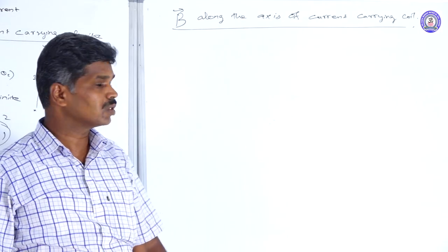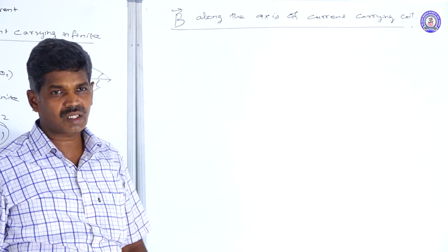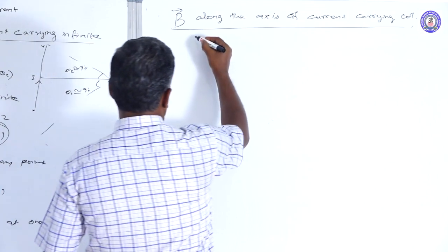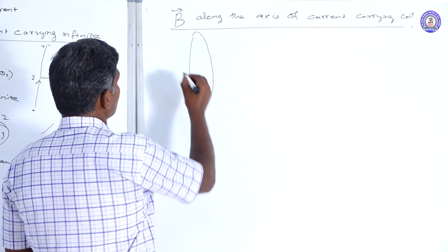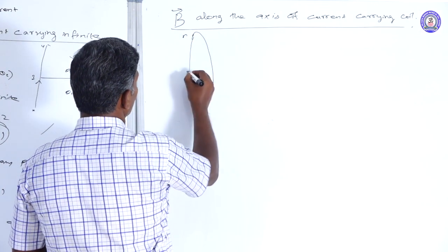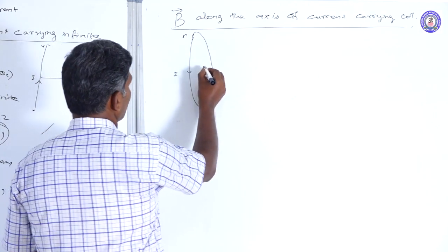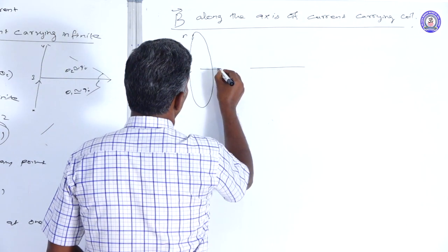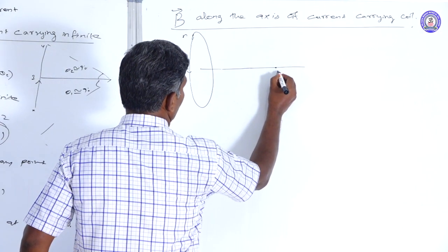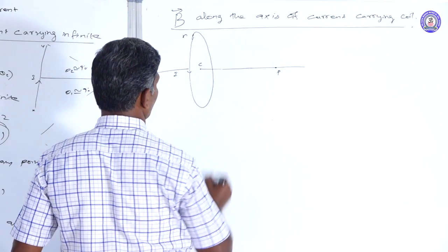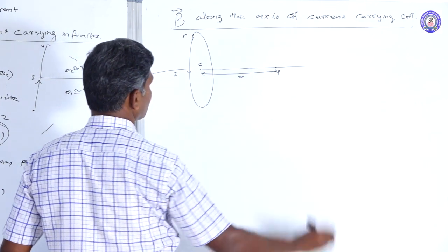We are going to see the magnetic induction along the axis of a current carrying circular coil. Suppose the circular coil is placed perpendicular to our plane and has n number of turns. Through that coil we are passing I ampere current. This is the axis, and along the axis we take a certain point P. The center of the circular coil to that point P is at a distance x.